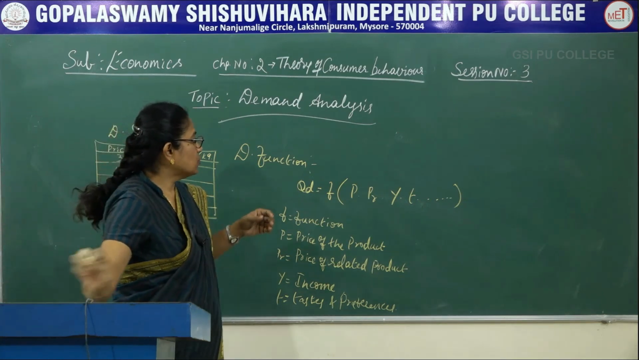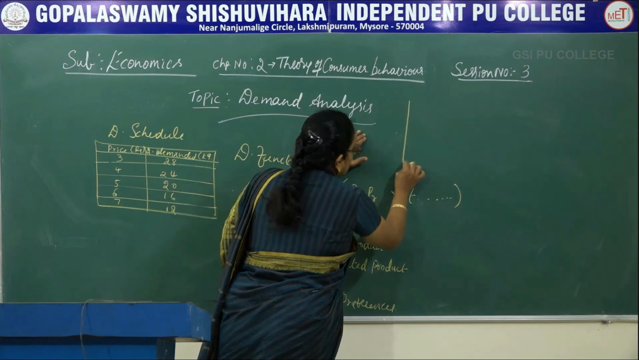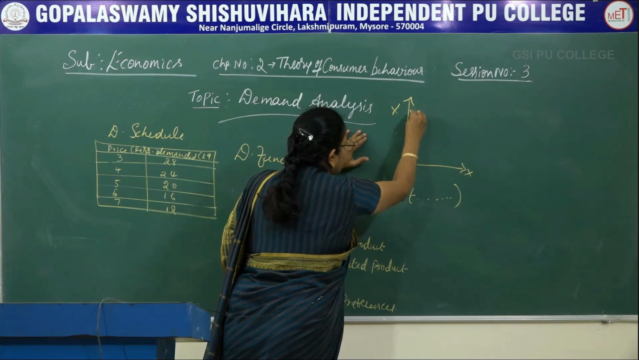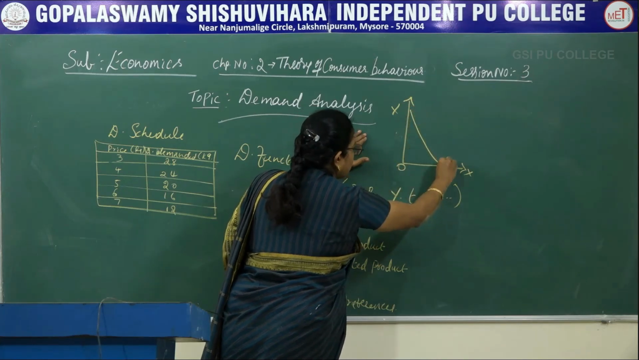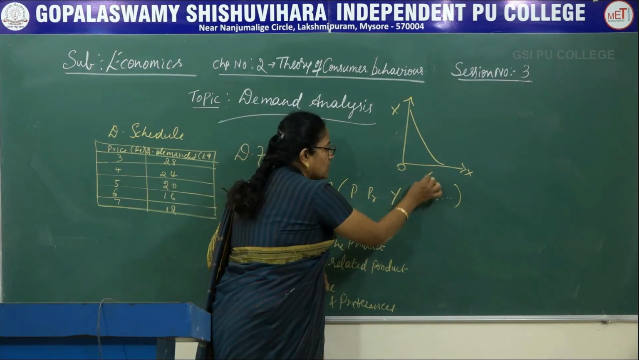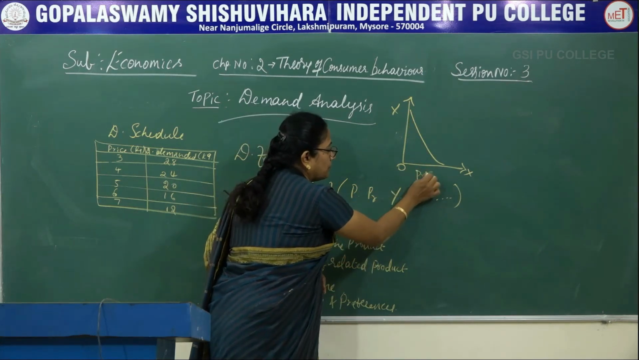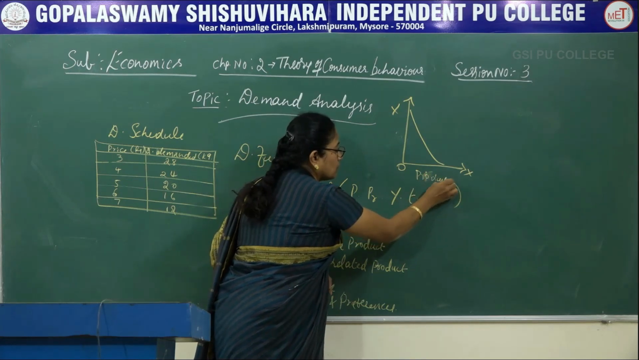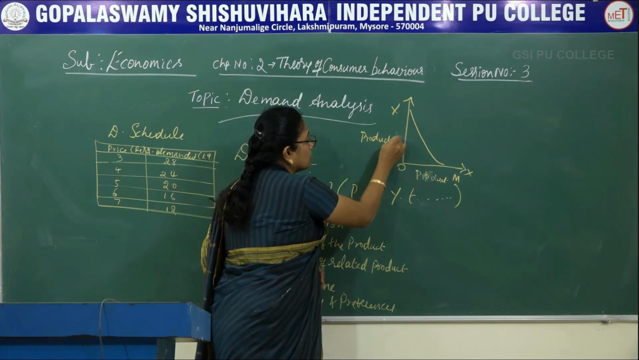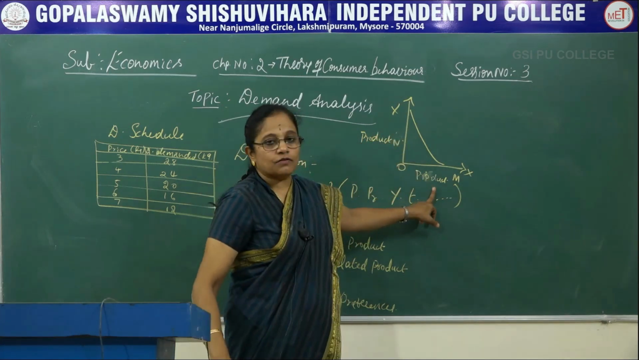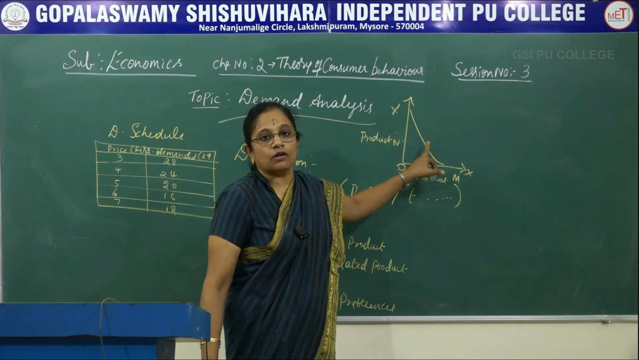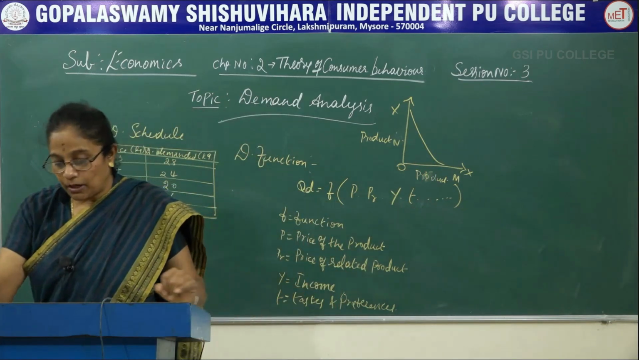We can represent it through a curve also. So the demand curve is like this. The quantity of goods that I may buy goes on decreasing if the cost of the product goes on increasing. The demand also goes on decreasing. This is the demand curve.